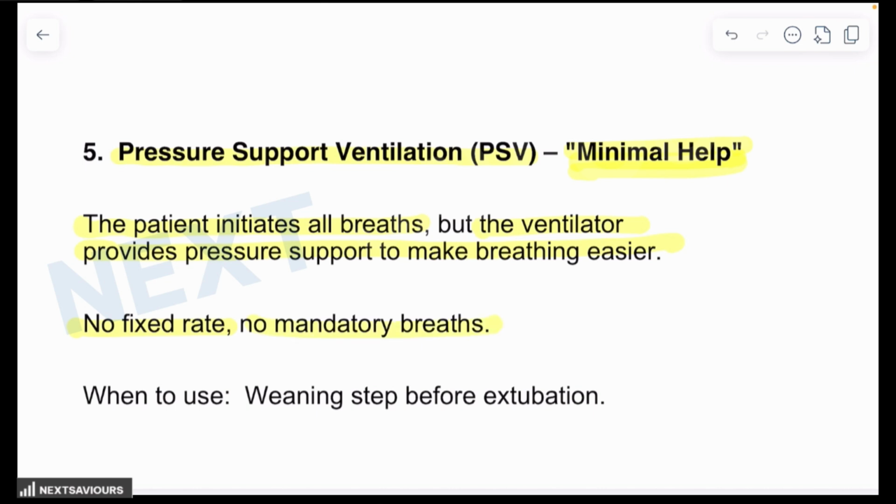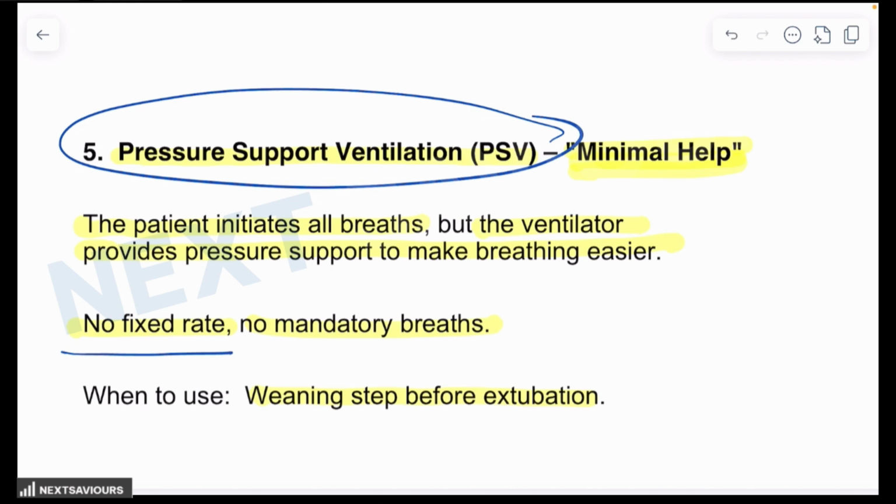When is it best to be used? Weaning before extubation. For that, pressure support ventilation mode has to be provided, where there is no fixed rate, no mandatory breaths, no volume settings, only the ventilator provides pressure support to make the breathing process easier. That's it.